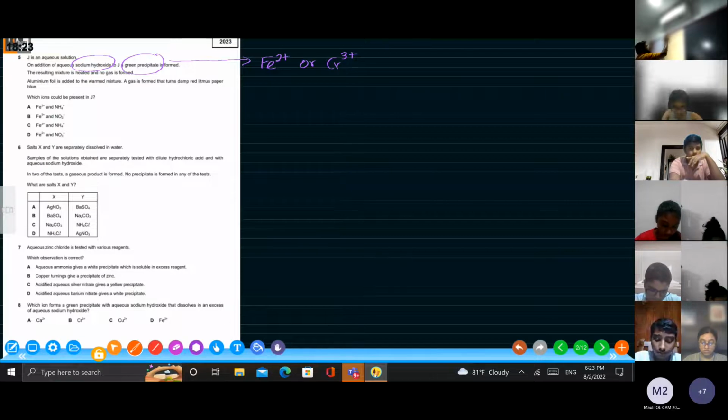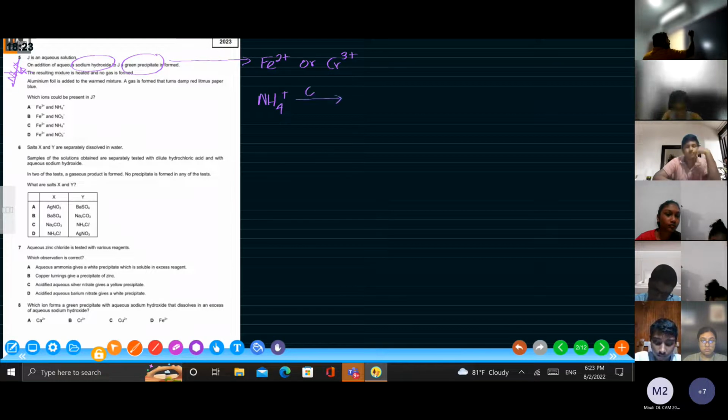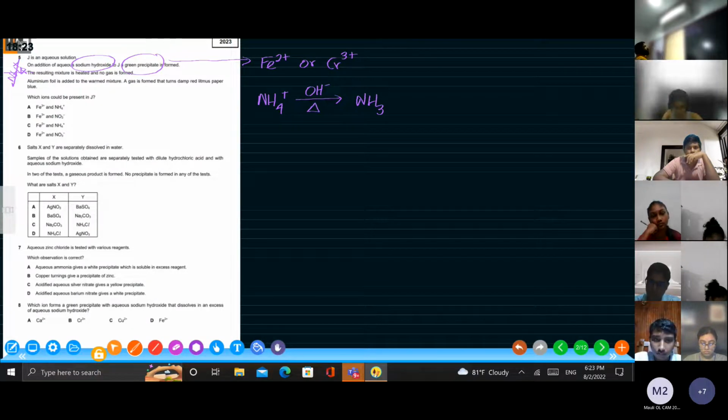No gas produced when sodium hydroxide is added means no ammonium ions. If ammonium ions are there and you add hydroxide ions and heat, it should give ammonia gas. But it says no gas is produced. That means no ammonium ions. But once the aluminium foil is added, ammonia is produced.